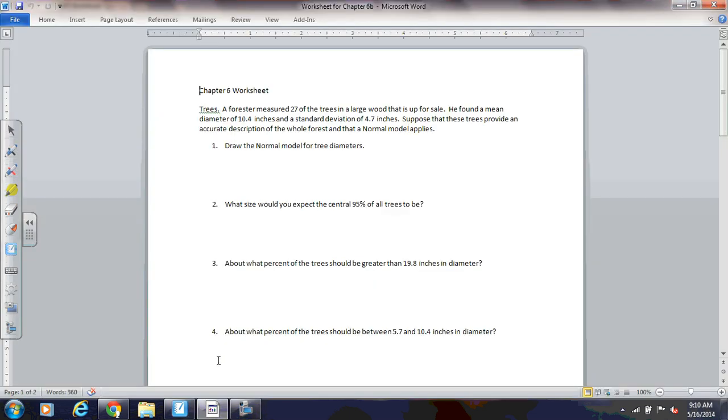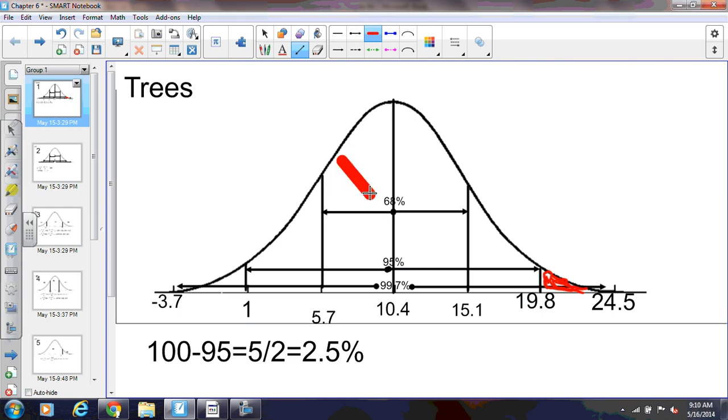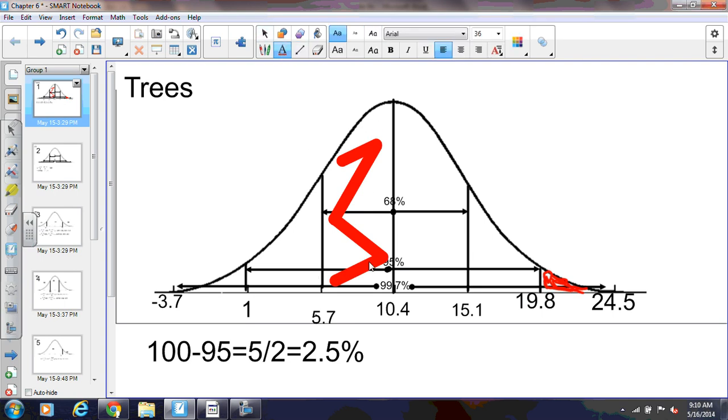Okay, now it's asking what percent of the trees would be between 5.7 and 10.4 inches in diameter. All right, so now we're going to be looking at the area between 5.7 and 10.4. So I'm going to fill this area in. We're looking at this area right here. We know that the area less than 10.4 would be 50%.